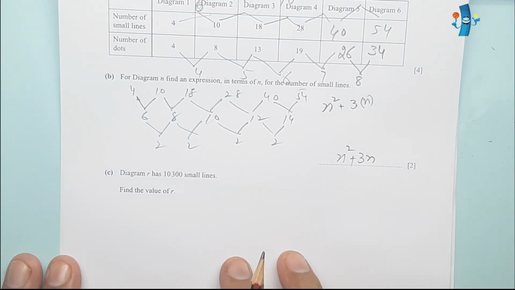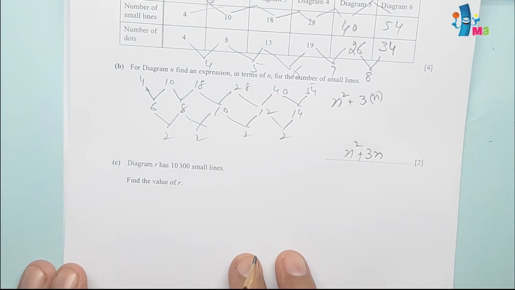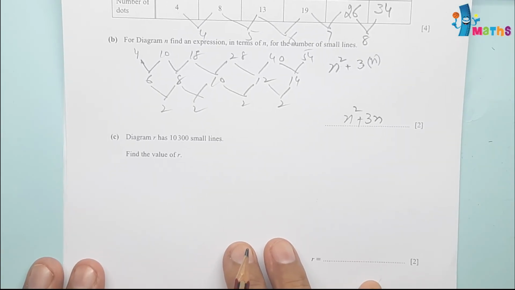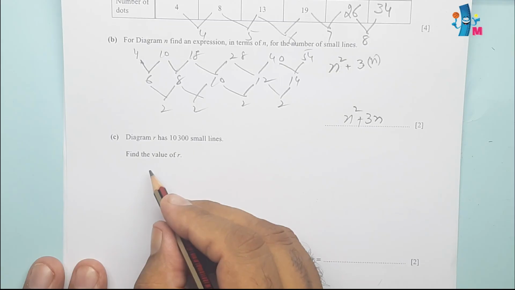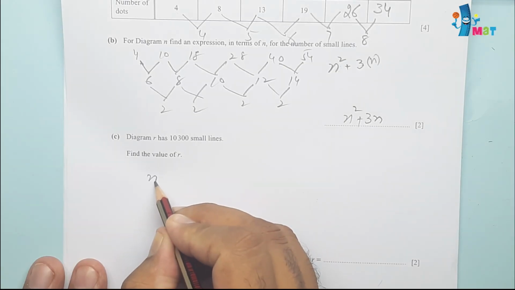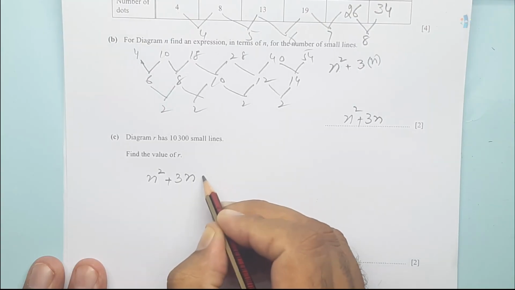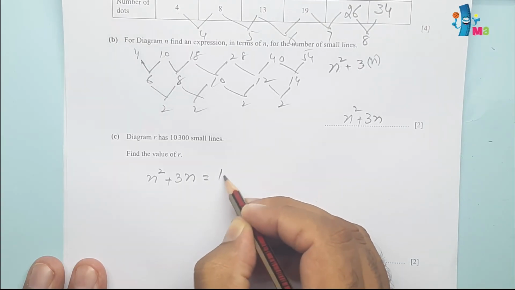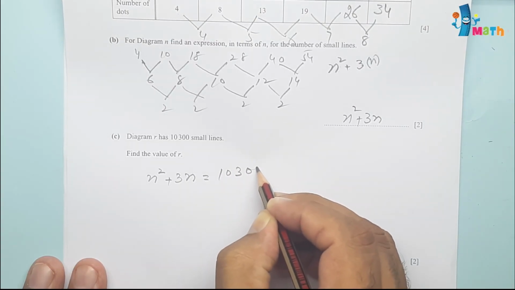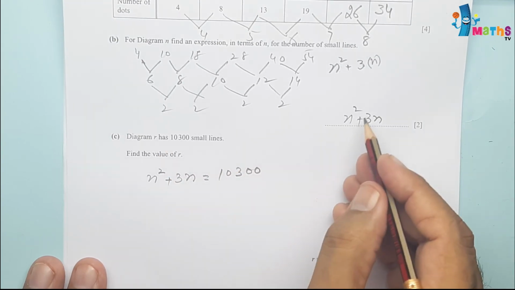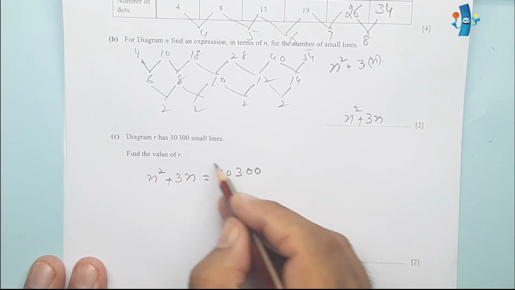Then diagram R has 10300 small lines. Find the value of R. So we can write n squared plus 3n is equal to 10300. This is the formula which we found, and this is equal to this one.